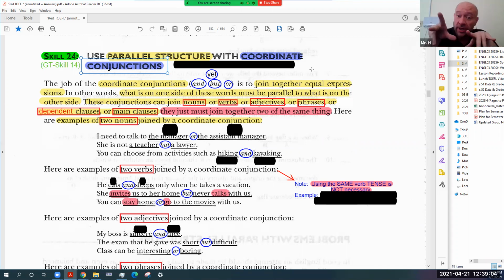Here's another example. At 6 a.m. every morning, Mr. H wakes up, takes a shower, and goes to work. Which structures do I join in this example? The go to structures. Wake up, take a shower, go to work.